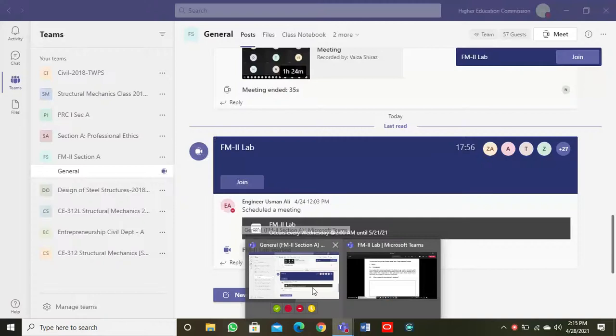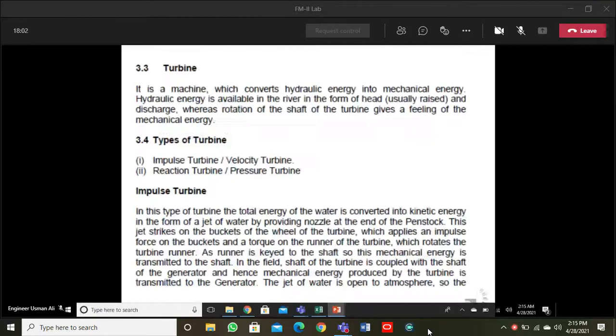So actually, whenever we construct a hydropower plant, we do it on a river or a stream. Either we use the available flows of the river or the head of water in the river, or water level in the river, or we make a reservoir to increase the head.